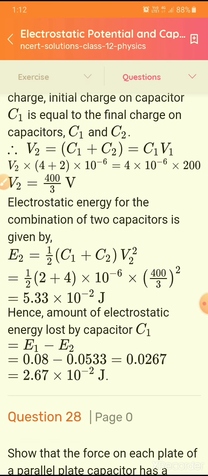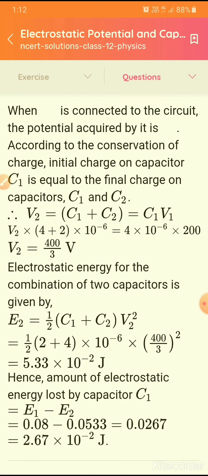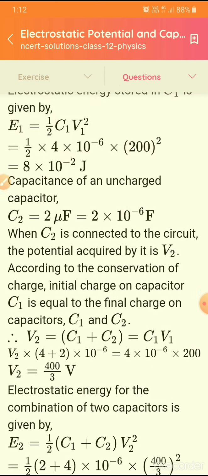If you substitute the values in this formula, C1 value will be 2 and C2 value will be 4, into 10 to the power of minus 6, into 400 divided by 3. V2 value will be 400 by 3, the whole square. Simplify, we will get the answer as 5.33 into 10 to the power of minus 2 joules. So amount of electrostatic energy lost by the capacitor C1 is equal to, so we have found the energy E1 and E2.